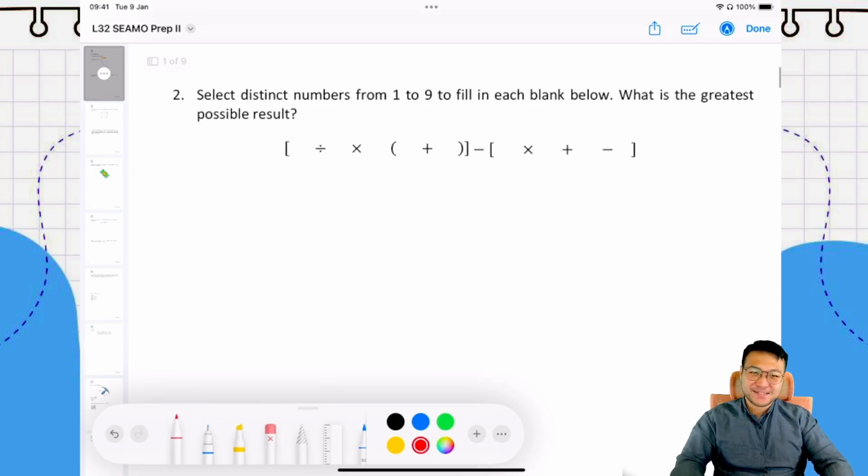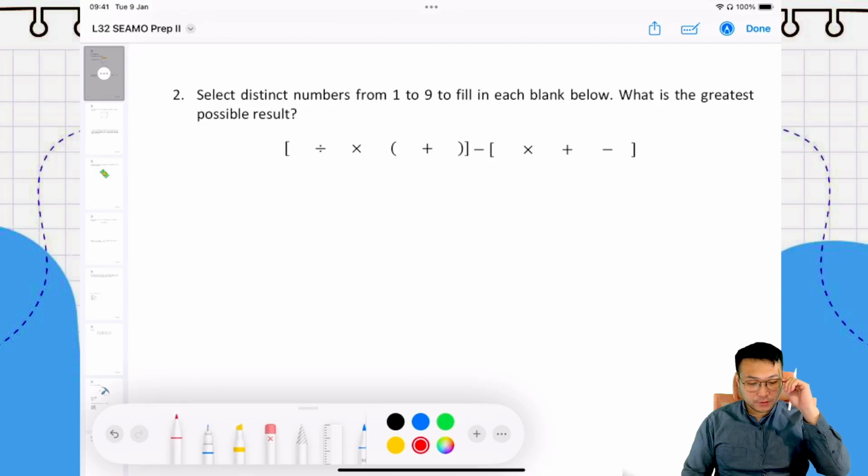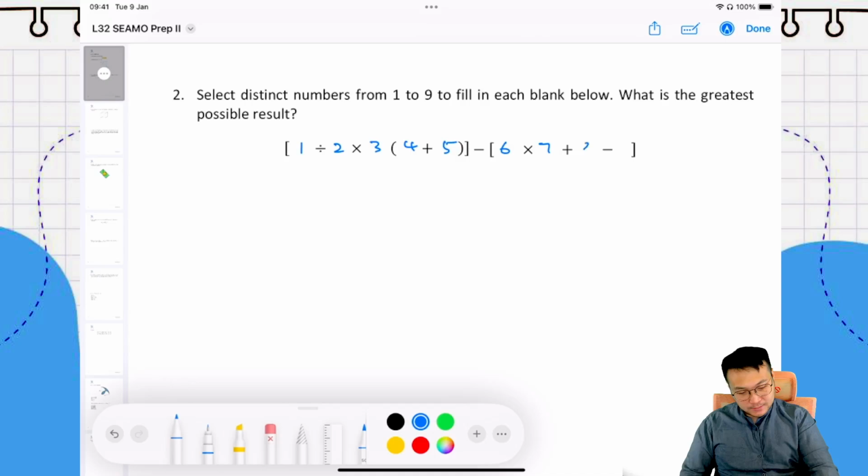Okay, so this may look easy, but I don't know, it really depends on how good you are at order of operations, right? And of course you need to have good calculation skills. If you look here, students, they want you to fill in the numbers from 1 to 9, and they want you to get the biggest possible result. So that means you're going to put in all the numbers from 1 to 9, you see? Now obviously this will not give you the biggest possible result, right?